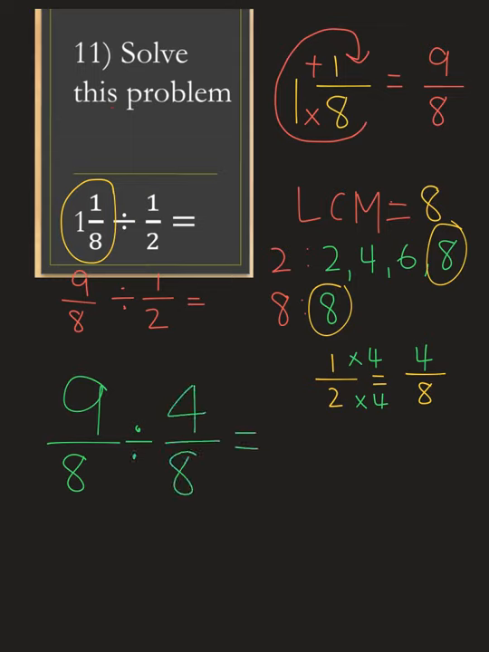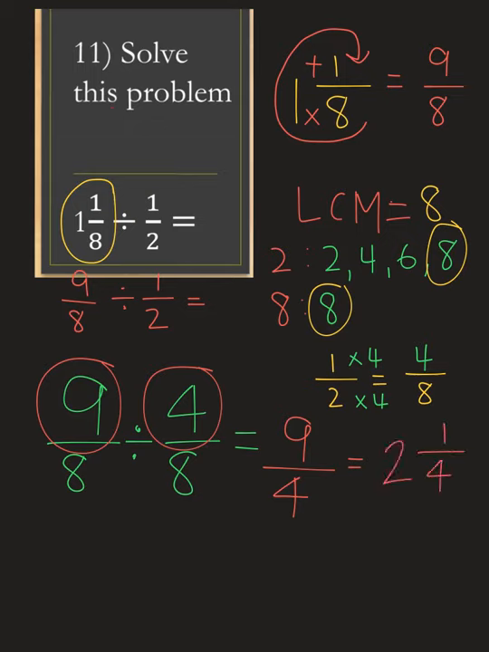Take our two numerators, 9 and 4, and turn that into our answer, so 9/4. And then here, we can't leave it as 9/4, right? We want to change it to an improper or to simplify it. So 4 goes into 9 2 whole times with 1/4 left over. So that would be our final answer, 2 1/4.